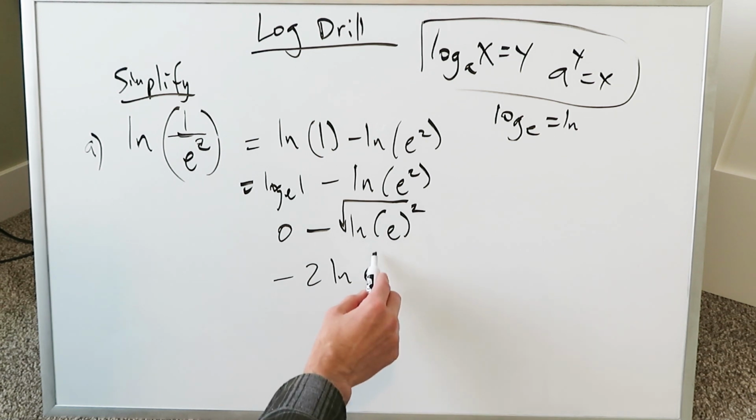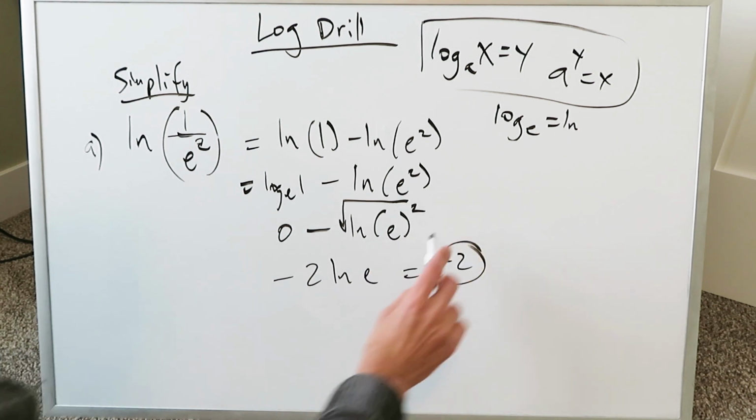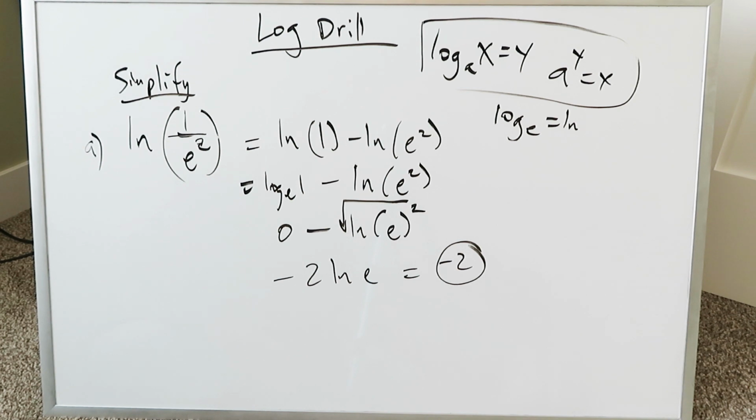But ln e we know is always equal to 1, so you're really looking at a minus 2. And that right there would be your answer, minus 2.